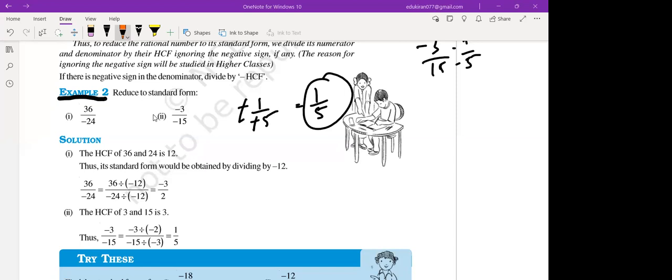What was the answer? See, what was the answer for 36 minus 24? Answer is minus 3 upon 2. Yes, ma'am, I got it now. Ma'am, what did you say to note down? I said those who didn't get the right answer can note it down. Okay, ma'am.